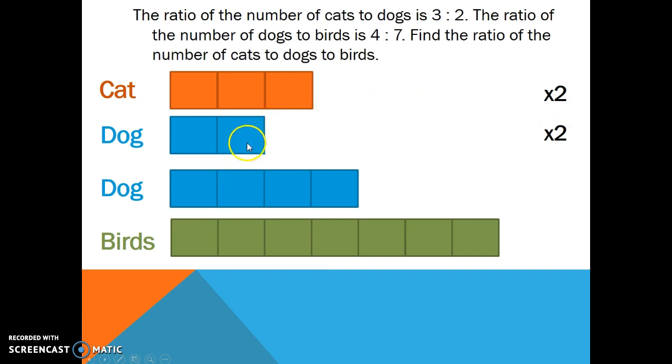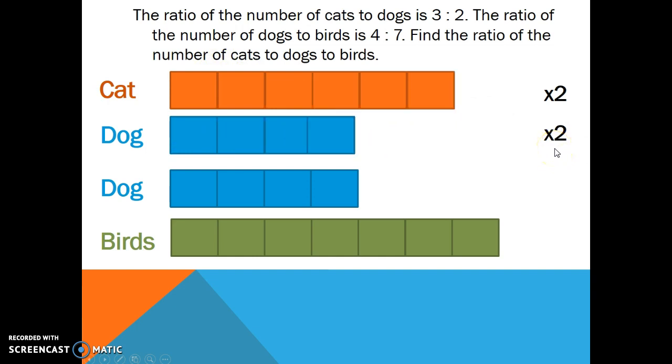So since we need dogs to have the same number of units in both scenarios, we need to multiply dogs times 2. And if we multiply dogs times 2, we have to multiply cats times 2. So that gives us 4 units for dogs and 6 units for cats.